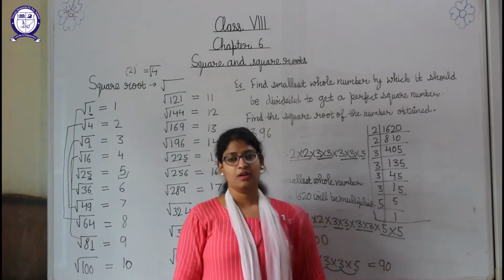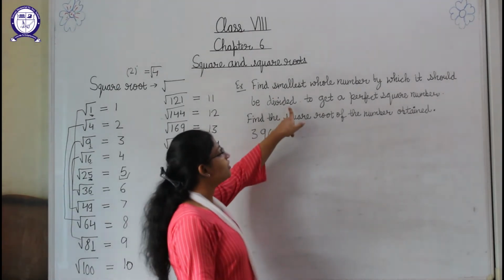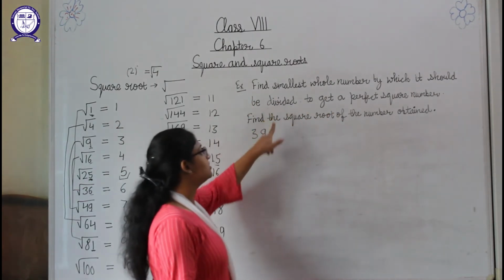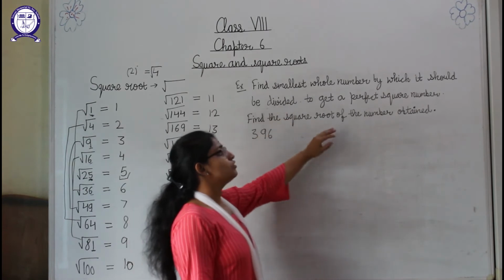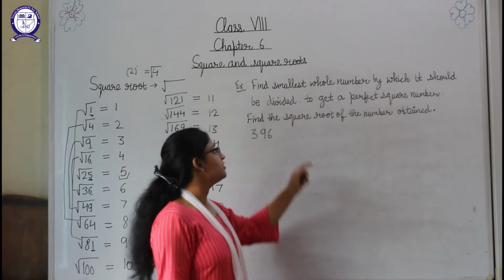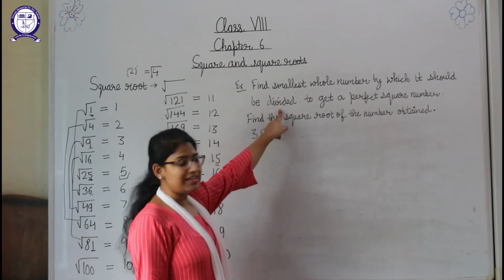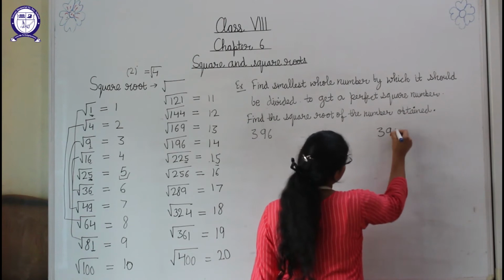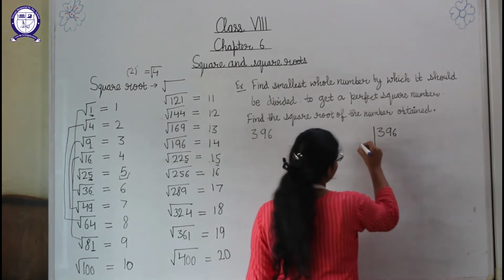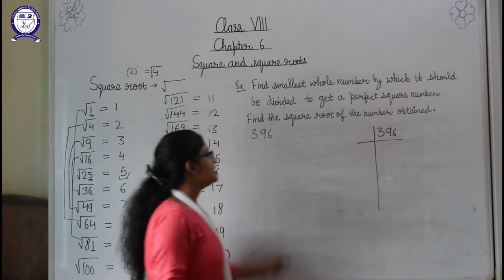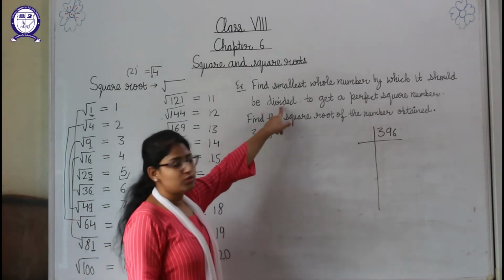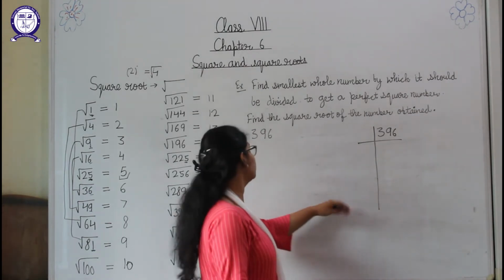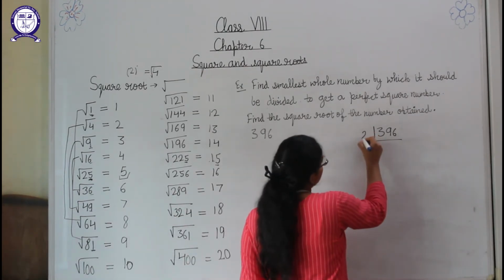Okay. Now students, in our next question we have to find the smallest whole number by which the given number should be divided, so that we can get a perfect square. In our previous question we multiplied, in this we have to divide the number. So again we will start with the same process. Here 396 is given to us. First of all we will find the prime factors. Students, whenever multiplication or division is given in these types of questions, first of all you will find the prime factors.